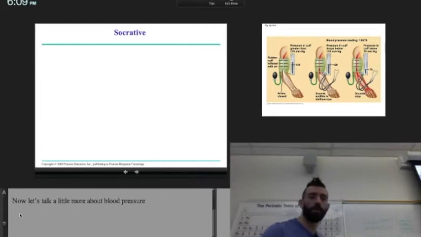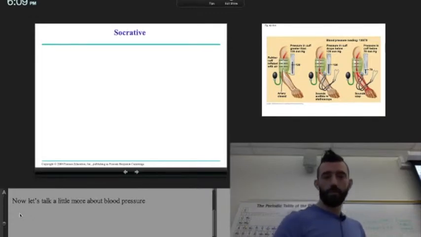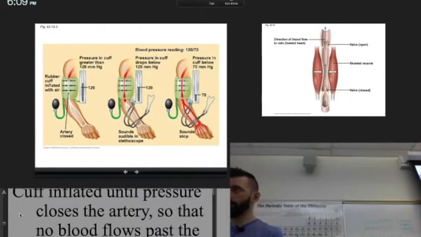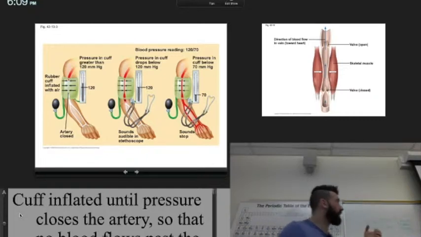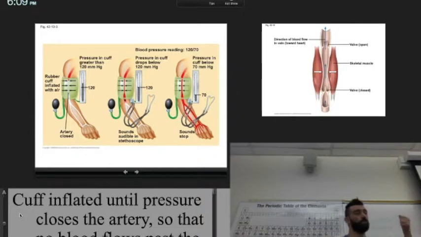Now let's talk a little bit more about how they measure blood pressure. When you go to the doctor's office, they always measure blood pressure, and they do it by wrapping a cuff, usually around one of your arms, and they pump that cuff, and they know the pressure that they're applying to the cuff. It's usually measured in millimeters of mercury, for historical, chemically dangerous reasons.